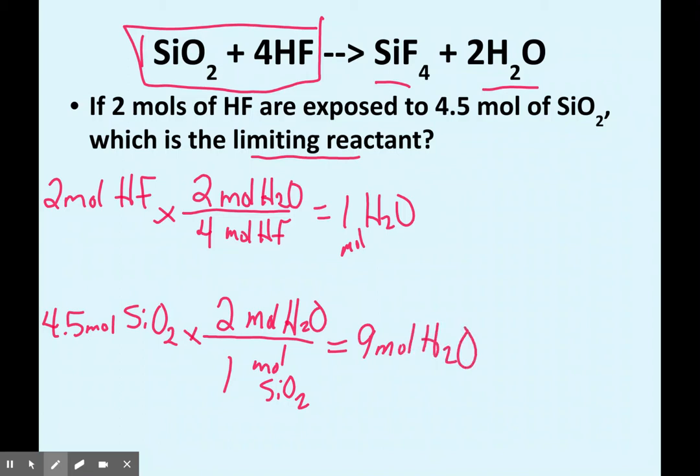So once we have determined how many moles or how many grams, whatever we're looking for, of the product are made. So this makes 1 mole of water and this makes 9. So we want to look at which one makes the least amount. That is the limiting. That's going to limit how much we can make. So since this is the least amount of water produced, our answer to which is the limiting reactant is 2 moles of HF.